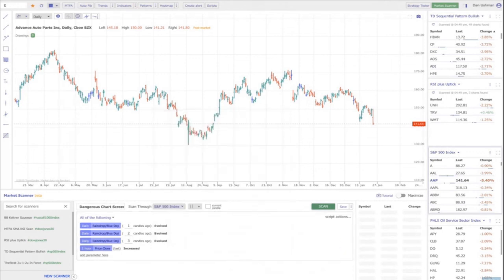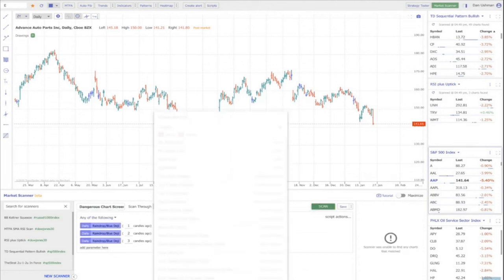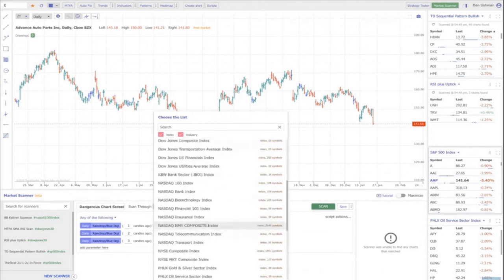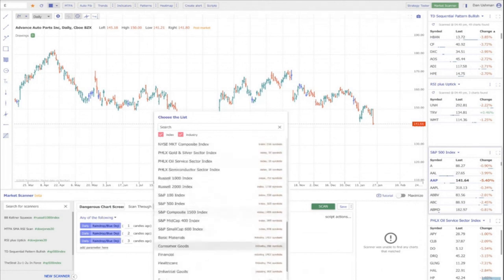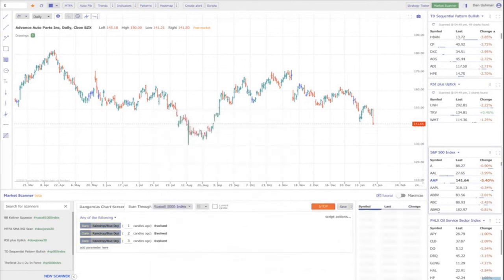Actually, I set this up wrong. I have to delete this bottom condition here, because these are an any of the below set, right? So this will go out and search for any symbol in the S&P 500 where one of the last 3 candles was a blue doji, right? And this is not an easy scan to find results for, because blue dojis are very rare. Maybe the Russell 1000 will have something for us.